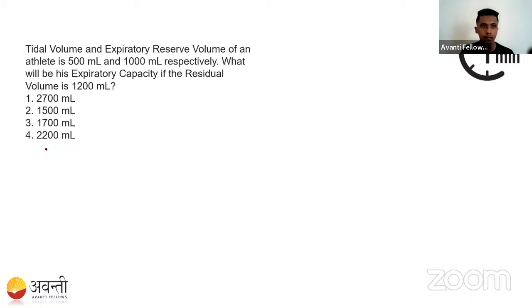Okay. So we have the next question. Tidal volume and expiratory reserve volume of an athlete is 500 ml and 1000 ml respectively. What will be the expiratory capacity if the residual volume is 1200 ml? Our options are 2700 ml, 1500 ml, 1700 ml, and 2200 ml. I launched the poll for you students now. You can answer this question.